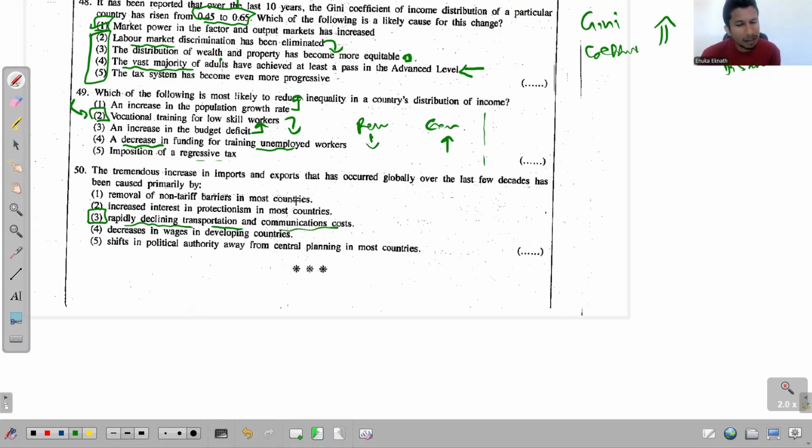So the other ones could also happen. For example, even this could happen, removal of non-tariff barriers. But more than that, for this tremendous increase in the international trade, they accept the fact that the decline in transportation cost and the decline in communication cost is the main reason. So the answer for this question 50 is the third one.